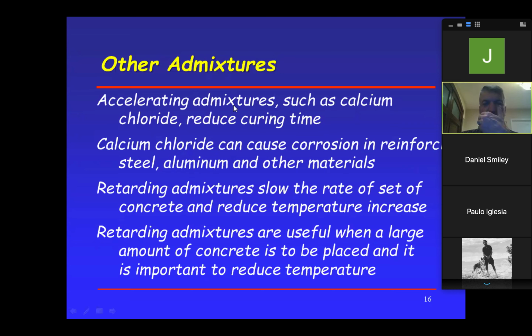Calcium chloride can cause corrosion in reinforcing steel, aluminum, and other materials. So you have to be careful. Yes, it's good to do this, but it's also going to corrode the materials. Now, if you have to do it and you don't want the corrosion, then sometimes rebars are painted, right? They paint the rebars before they put them in there.